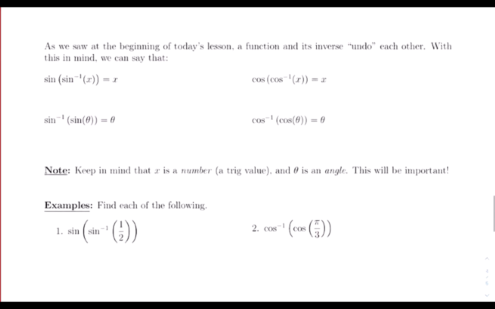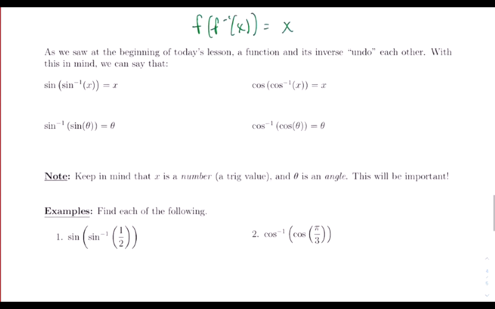All right, so a function and its inverse undo each other. With that in mind, sine inverse of sine of x is just x. When you compose f and f inverse, you get back what you started with. And this works both ways. F inverse of f of x, you get x back as well. All right, so sine of sine inverse of x equals x, cosine of cosine inverse of x equals x, sine inverse of sine theta is theta, cosine inverse of cosine theta is theta. X here is a number, theta is an angle.